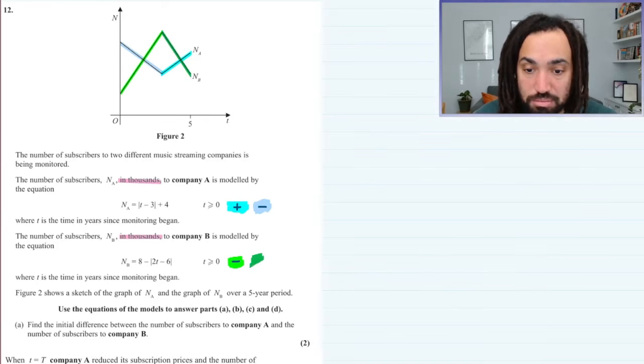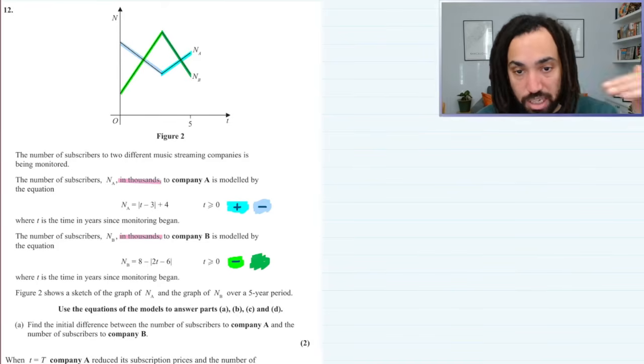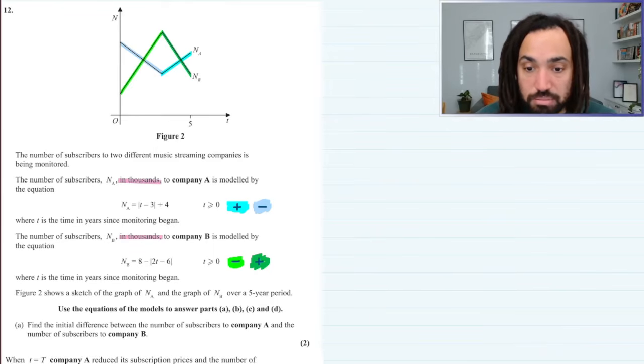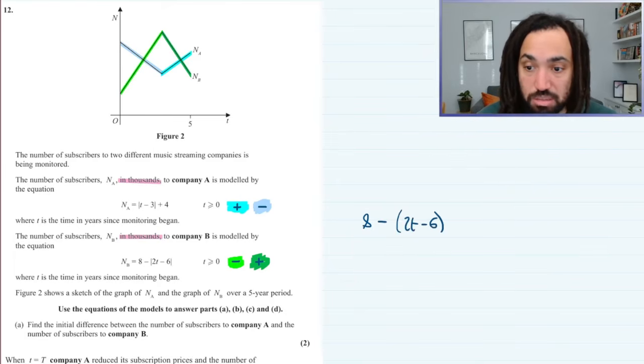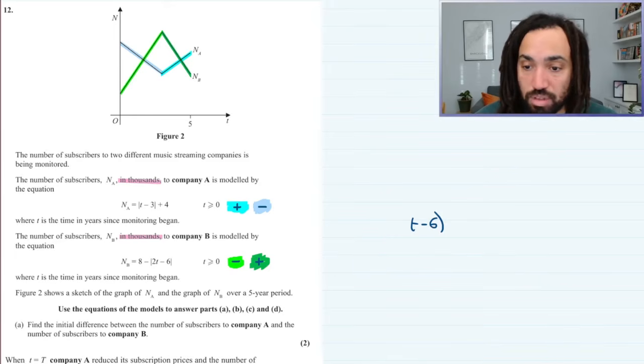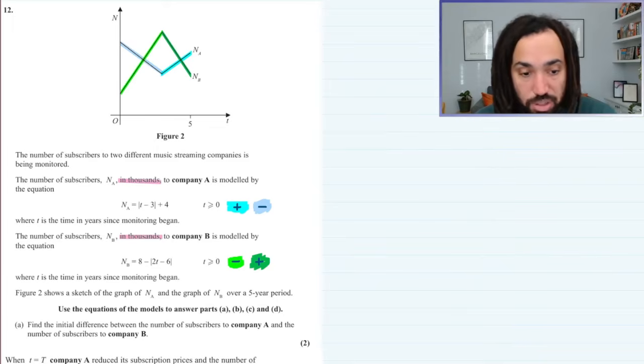So that's going to have a negative gradient because it's going downwards. And the only way that's going to happen is if we just keep the modulus positive. So then we'll end up with 8 minus 2t minus 6, which gives us a negative gradient. Okay. Right, so we will use that for part B.